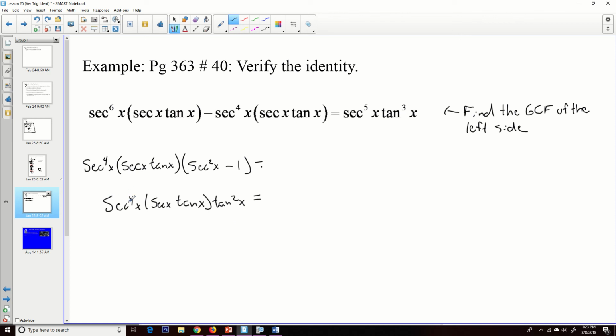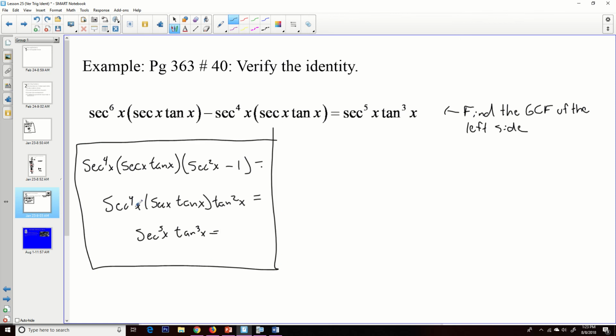Secant to the fourth x times secant x is secant to the fifth x. Tangent x times tangent squared x is tangent to the third x. These two cannot be combined, so we are left with what they are asking us to do. And really, this whole expression is our answer.